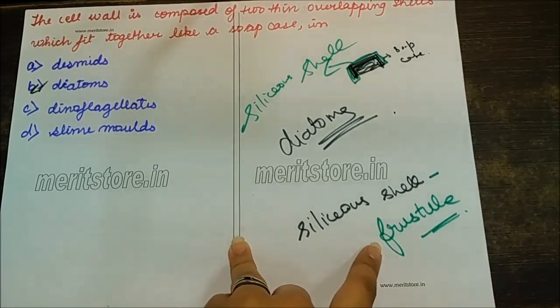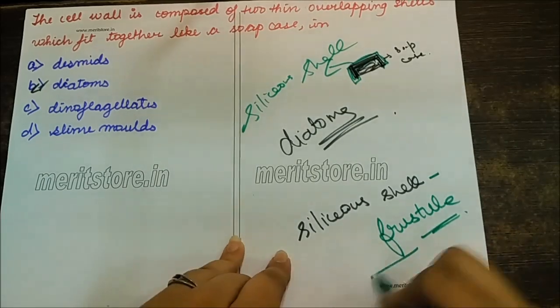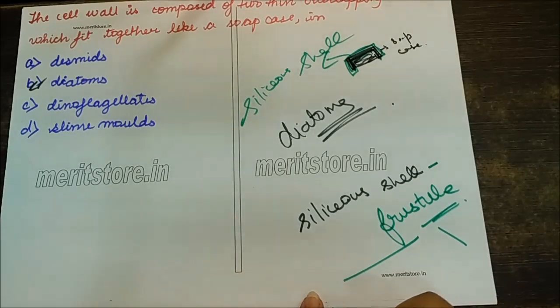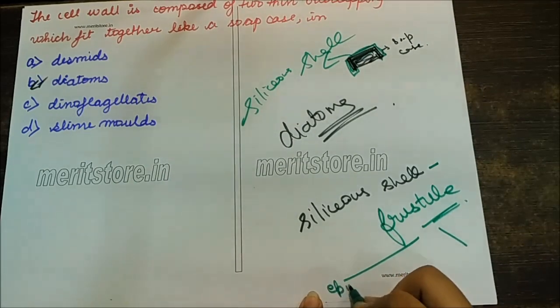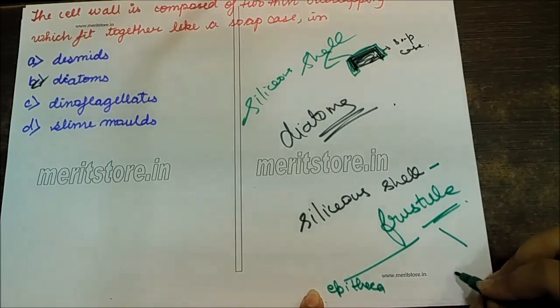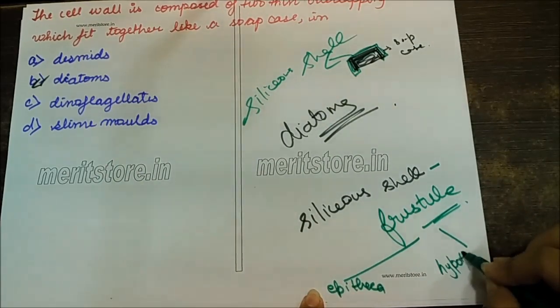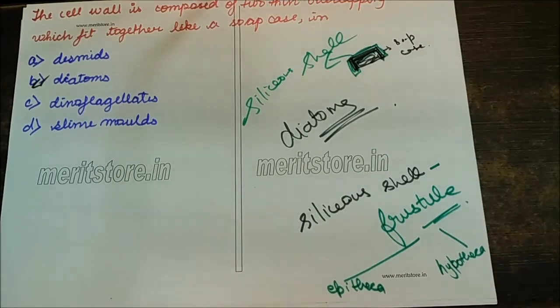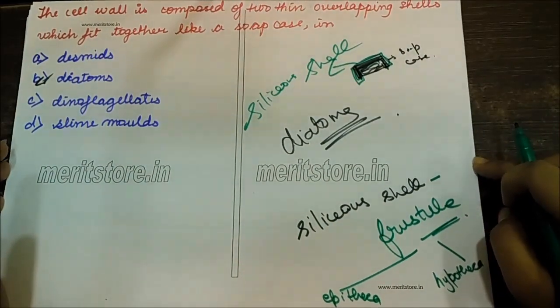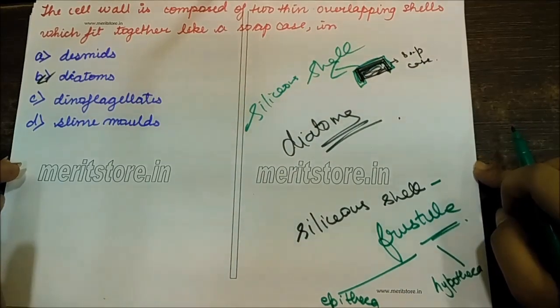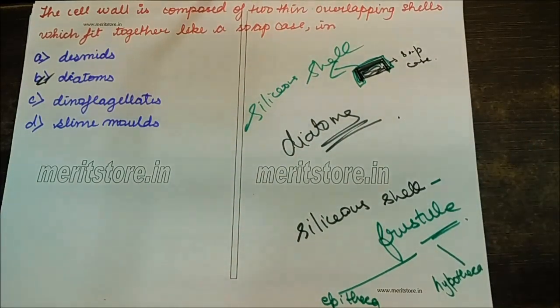Now let's know what is frustule. Frustule is made of two valves, the epitheca and hypotheca. The two valves fit together like a soap box. The frustule possesses very fine markings, pits and pores. So the cell wall is composed of two thin overlapping shells which fit together like a soap case in desmids, diatoms or dinoflagellates or slime molds. And the answer for this is yes.